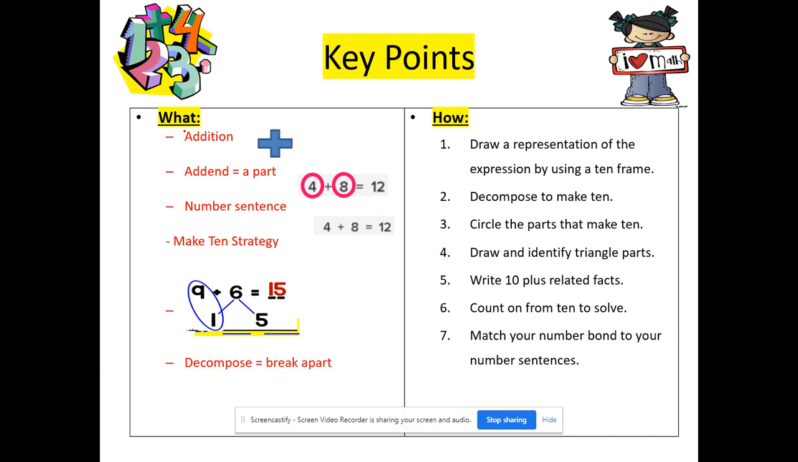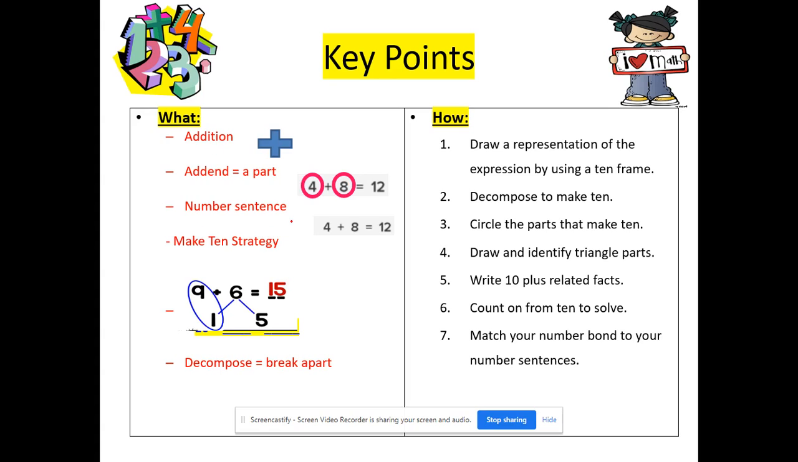What do we need to know to be successful? Well, we need to know what addition is, which is the plus. This is the plus symbol for addition. We also need to know what an addend is, which is a part. Part right here in this number sentence, 4 plus 8 equals 12. Our parts are circled, our addends.